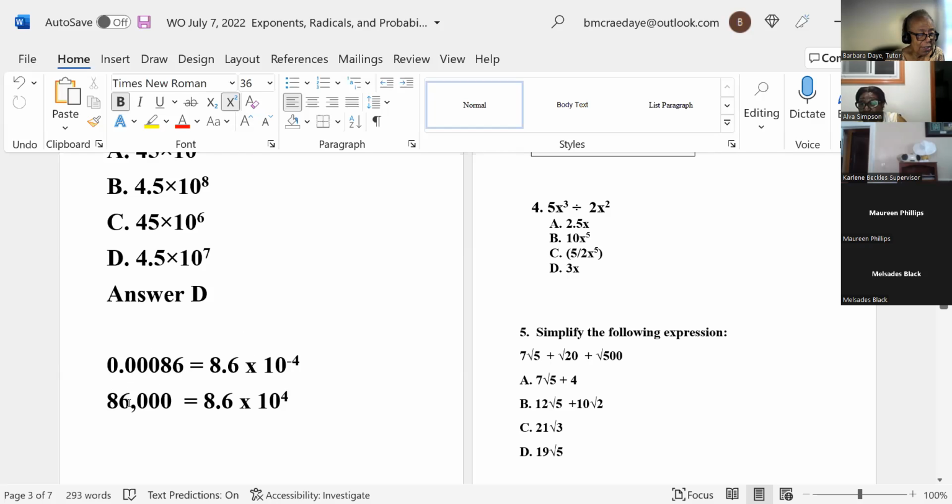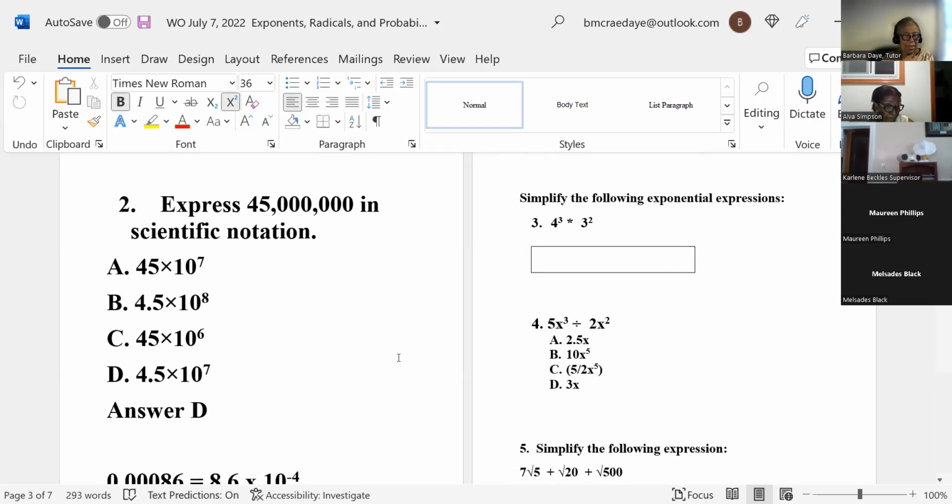When you have a number greater than 1, like 86,000, you have a positive exponent that represents the number of places you move the decimal point to the left. So here you move to the left, here you move to the right. Got it? So all of your scientific notations have 2 pieces: a number less than 10, and then 10 to a power. Always. Number less than 10 times 10 to a power. That's the format. Got it? Yes, ma'am. Okay, that was number 2.